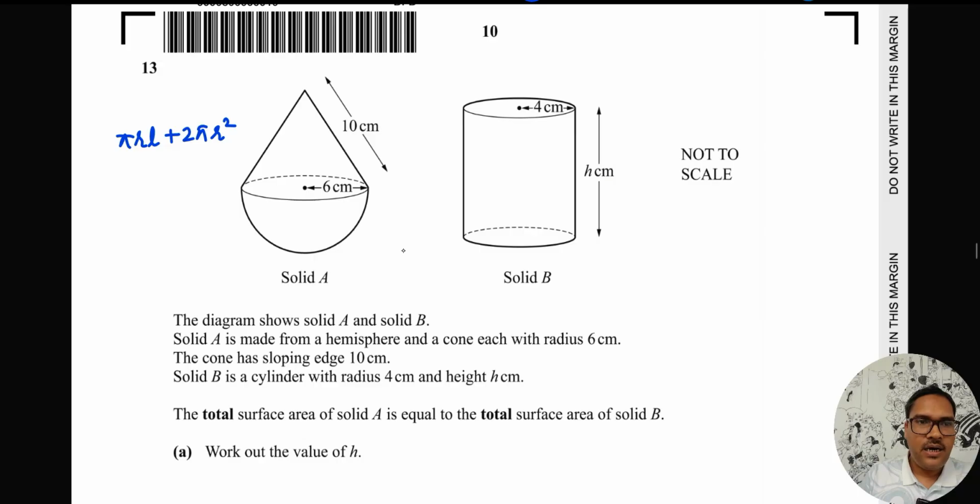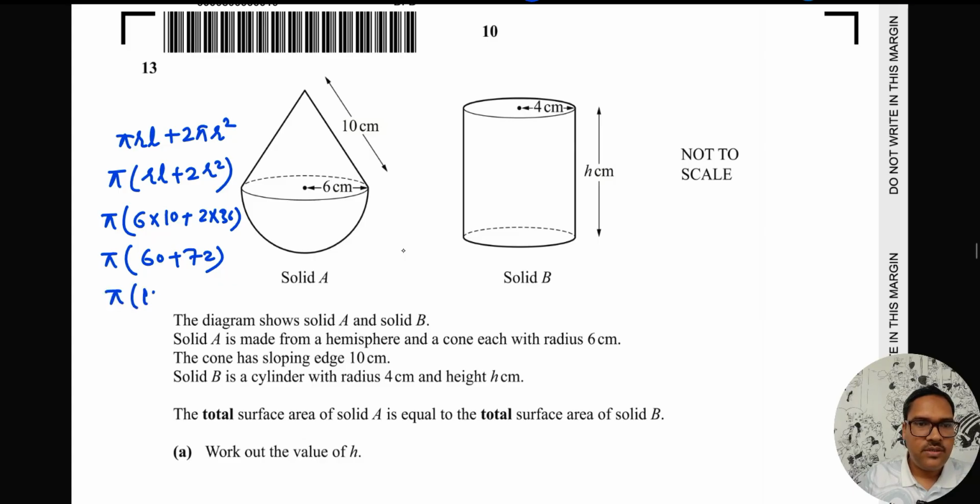Okay, so what is r here? R is equal to 6. You can say pi is common. This is r l plus 2r square, correct? So what is this? This is pi, r is 6, so 6 into l. L is 10 and this is 2 into 36, right? So this will become pi into 60 plus 72, right? So this is 132 pi. This is the total surface area of solid A.